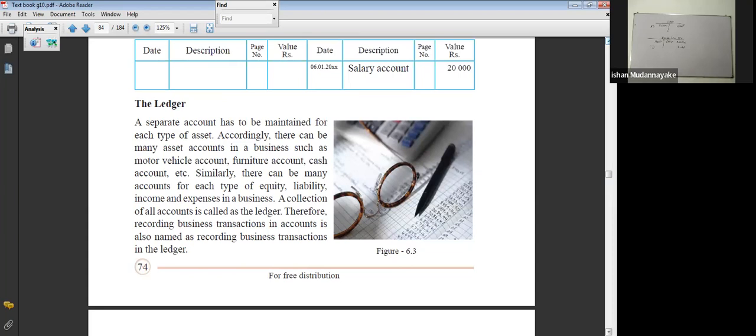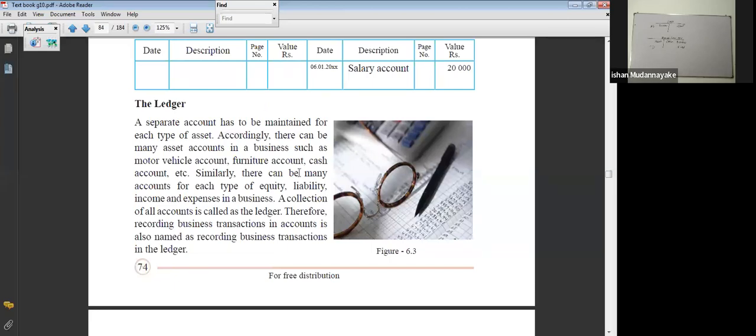Right, now go to page number 74. The ledger. The ledger means what? The place where we include all the accounts of the business. Ledger means the place where we include all the ledger accounts in the business organization. It may be a book, sometimes it may be a pen drive, maybe a hard disk. That is called a ledger.